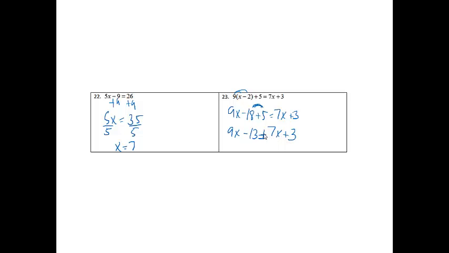I now know that I need to get the x's on the same side. So to get rid of a 7x, I'm going to do minus 7x to both sides. So I'm going to get 2x minus 13 equals 3. And then to continue solving for x, I will add 13 to both sides. So I'll get 2x equals 16. And then to get rid of the 2, we'll divide both sides by 2. I will get x equals 8.